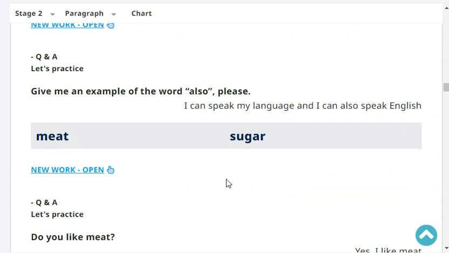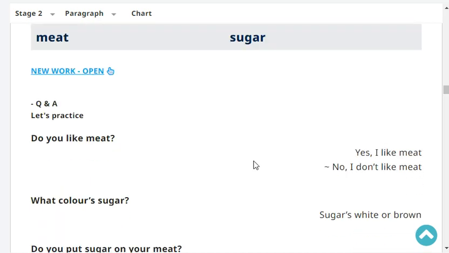Give me an example of the word also, please. I can speak my language, and I can also speak English. Very good. Okay. Do you like meat? Yes, I like meat. What color is sugar? Sugar's white or brown. Very good.